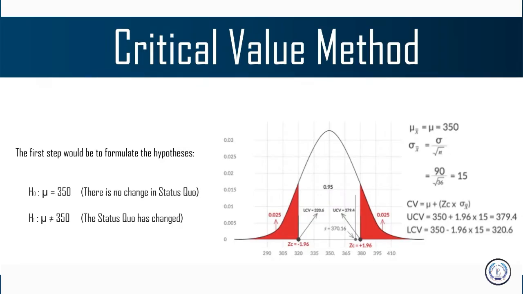As you can see, the sample mean is less than the upper critical value and greater than the lower critical value. That is, it is in the acceptance region. So the final decision is that we fail to reject the null hypothesis, meaning the null hypothesis is true. So we can say that sales will be equivalent to 350.